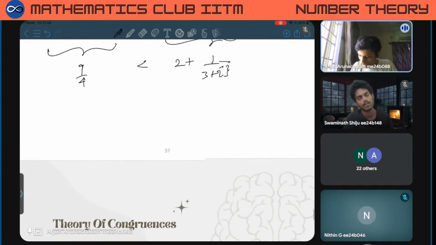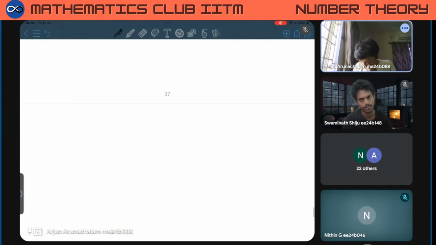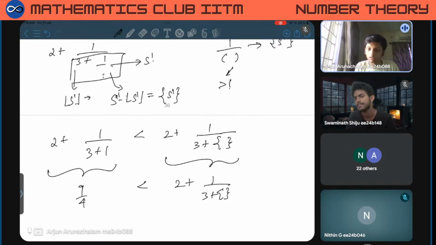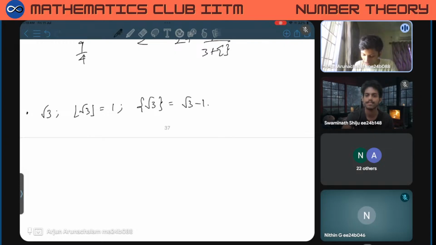So now we'll see how to in fact write a continued fraction, right? As I said, you generally write it as the floor or the greatest integer function of that plus the fractional part. So we'll do an example. Let's say you have root 3, right? The greatest integer function of root 3 is 1, and the fractional part of root 3 will just be root 3 minus 1. So you just write root 3 is equal to 1 plus root 3 minus 1.